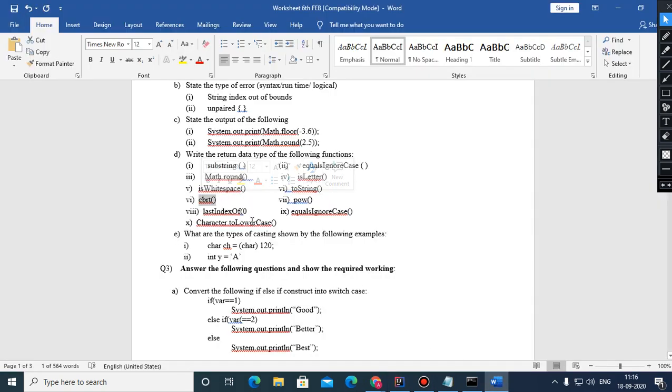cbrt: double. pow. lastIndexOf. equalsIgnoreCase. Character.toLowerCase: char. Character is a wrapper class and toLowerCase is a function of that wrapper class, and it will return only a character.